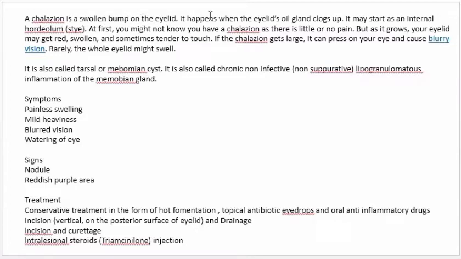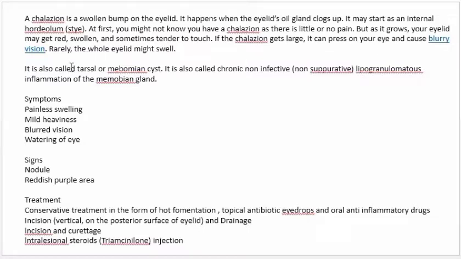What is a chalazion? It happens when the eyelid oil gland clogs up. We know that there are 25 to 30 glands in our upper and lower eyelids, and some of those glands produce oil, while some have other functions. So when the eyelid oil gland clogs up, it starts as an internal hordeolum-like swelling. At first you might not know you have a chalazion, with little or no pain, but as it grows, your eyelid may be red, swollen, and sometimes tender to touch. If the chalazion is large, it can press on your eye and cause blurry vision.